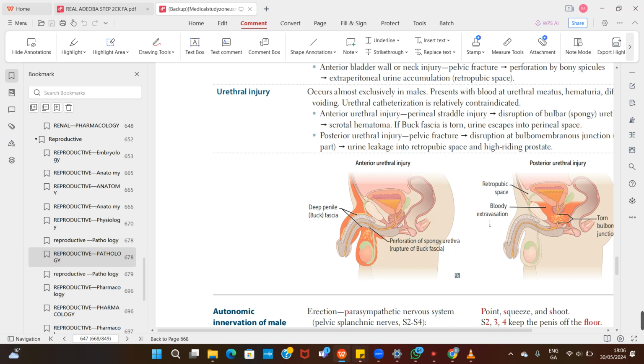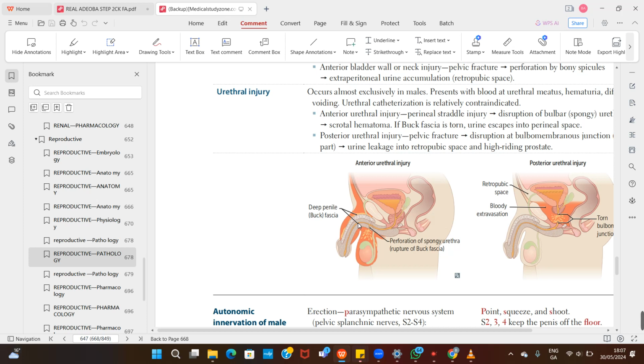And so the most classic finding for posterior urethral injury is what? Is the tear very close to the prostate, right? And this causes urine pooling at the retropubic space, elevating the prostate and the bladder, causing a high riding prostate. You will not find a high riding prostate in an individual that has an anterior urethral injury. That's the first thing. There is no high riding prostate in an individual with anterior urethral injury.